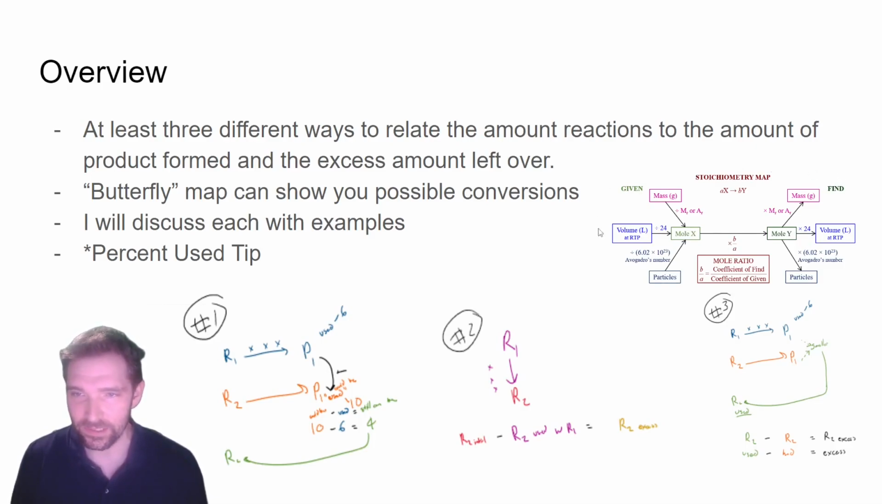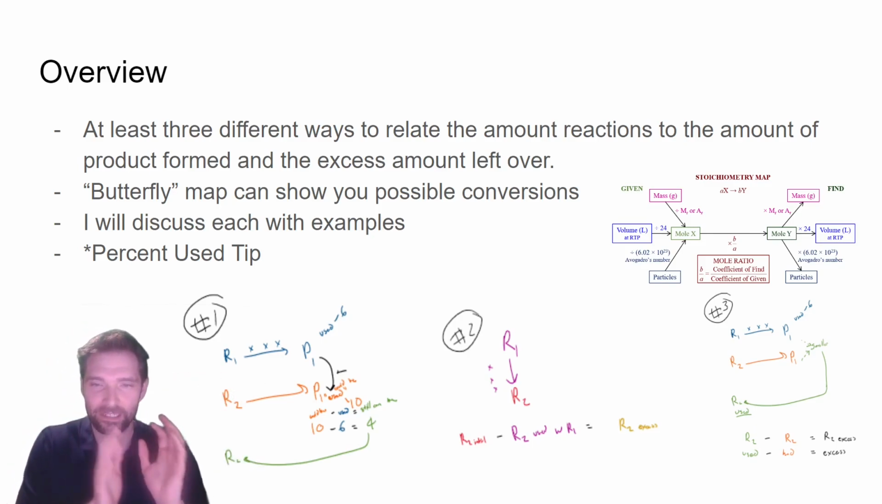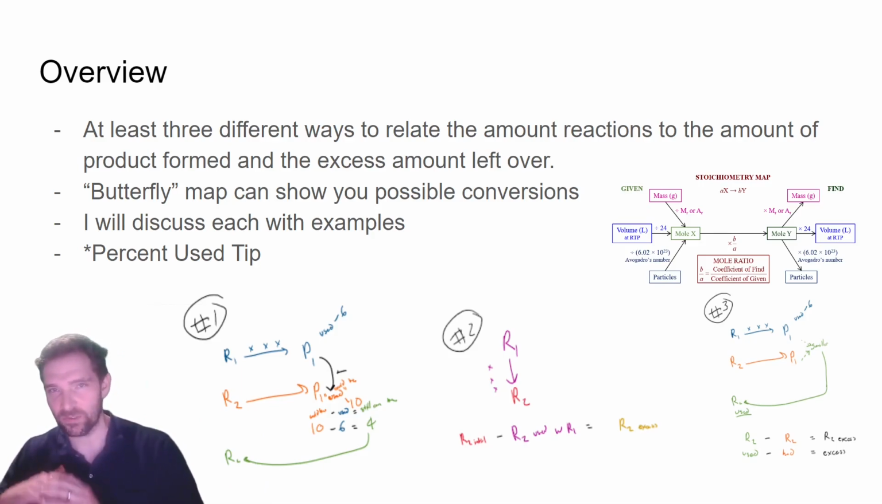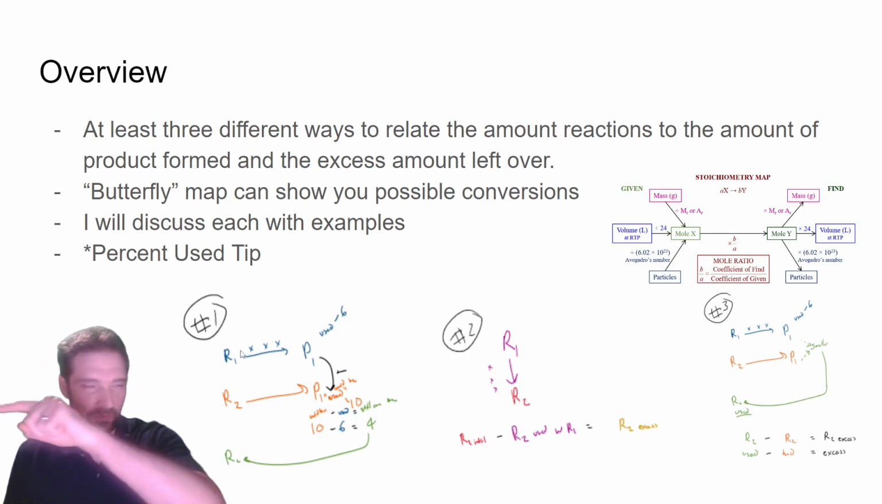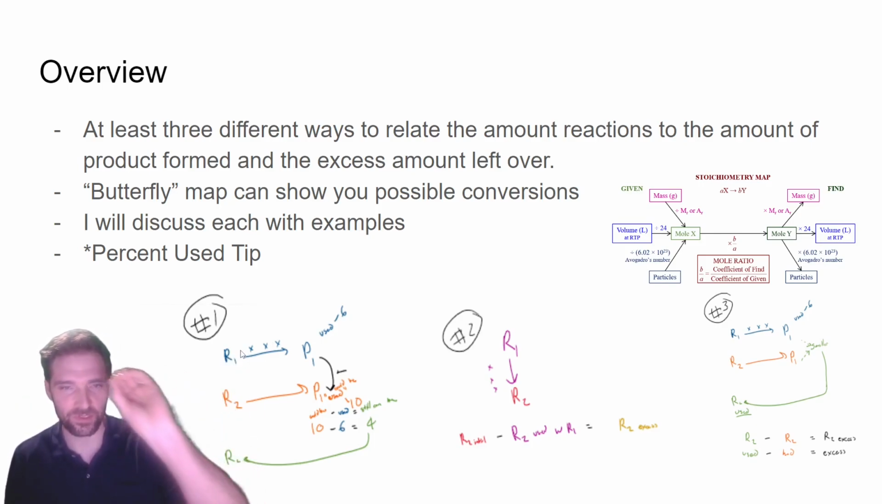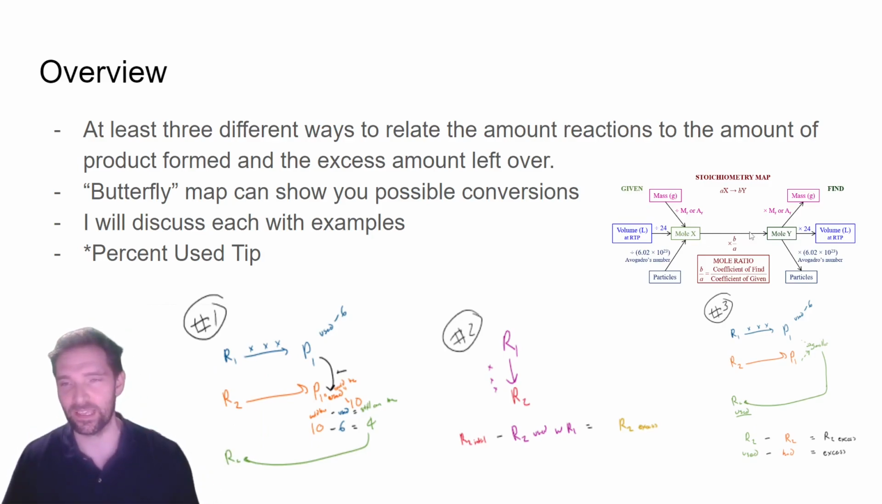So I'll usually use this butterfly map, and I'll tend to use this method one, but there are multiple methods to work between what you initially had, what you've used, and what you still have left over. But essentially, you're going to need to do some sort of conversion from used to produced, which is going to be related through moles. So that's why there's this butterfly. It goes through the center here.